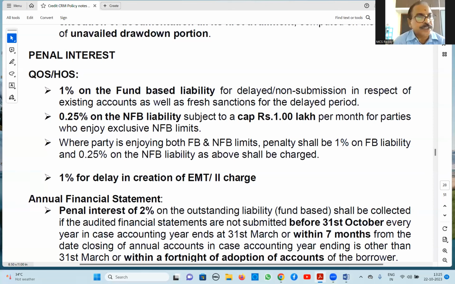Quarterly it is to be charged. Next, where party is enjoying fund based and non fund based, in such case 1% for fund based and 0.25% for non fund based you have to charge.